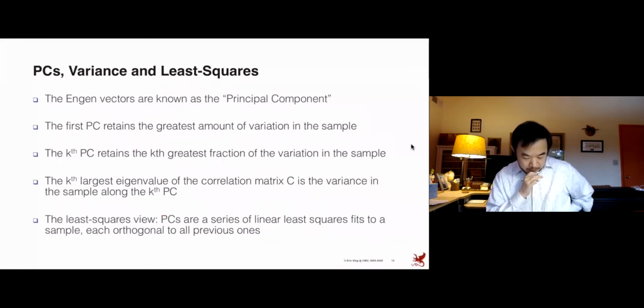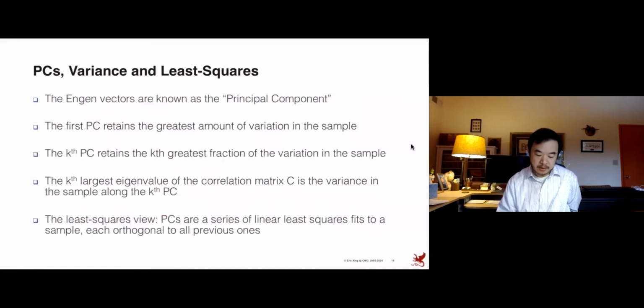So now we've got quite a few concepts already. The eigenvectors of a matrix can be computed, and they are actually known as the principal components in the context of LSI analysis, latent semantic index analysis. And the first principal component is guaranteed to have the greatest amount of variance in the sample. So basically these principal components can be ordered.